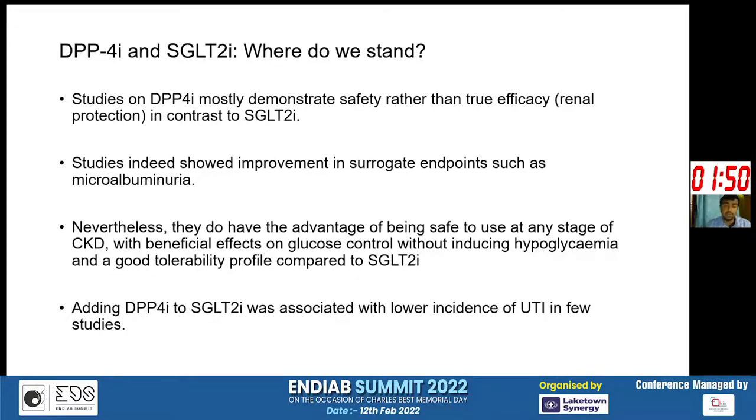And last but not the least, it has to be kept in mind that adding a DPP4 inhibitor to an SGLT2 inhibitor may be associated with a lower incidence of urinary tract infections in a few studies. So this combination may also be helpful. So if you have a patient who is already on SGLT2 inhibitors, addition of linagliptin or a DPP4 inhibitor may help.